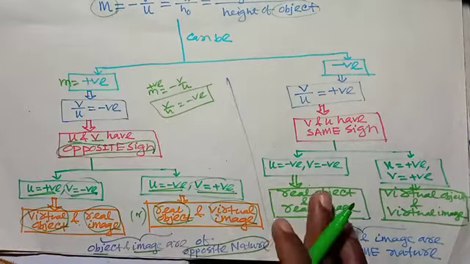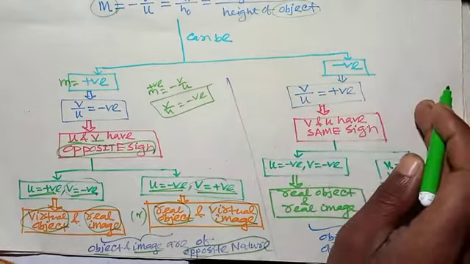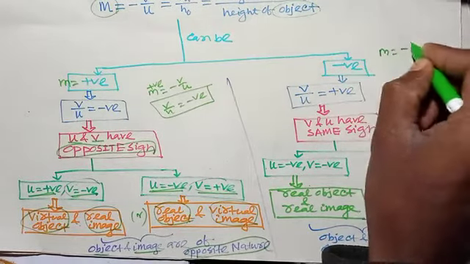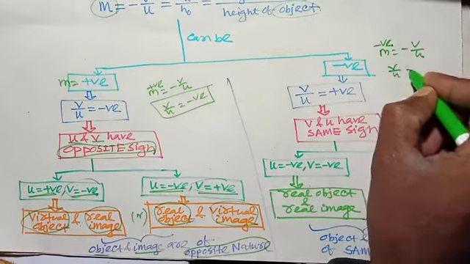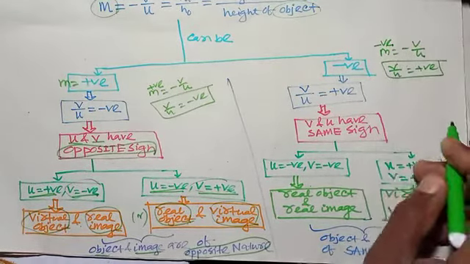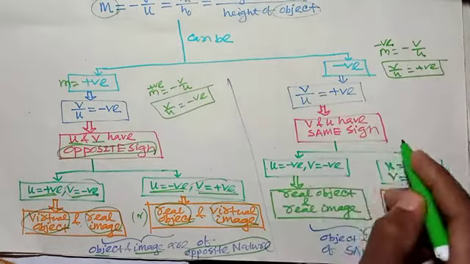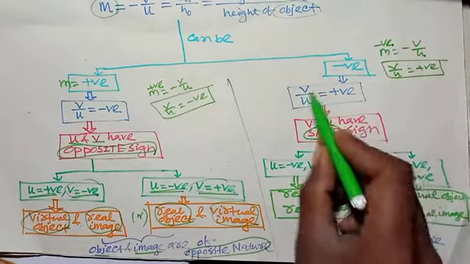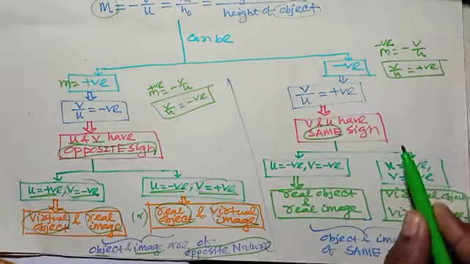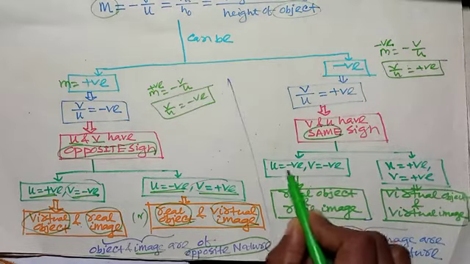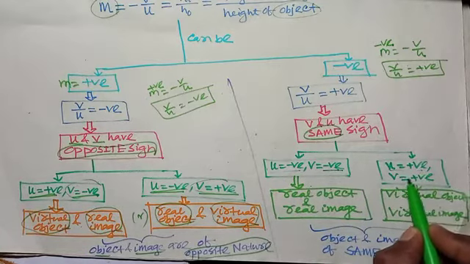When m is negative, that simply means that v upon u will be positive. Let's say m is given by minus v upon u, so when this is negative, v by u will be a positive quantity. Now since v by u is positive, these two have the same sign. Either both of them are negative or both of them are positive. So case number one, u negative, v negative. Case number two, u positive, v also positive.